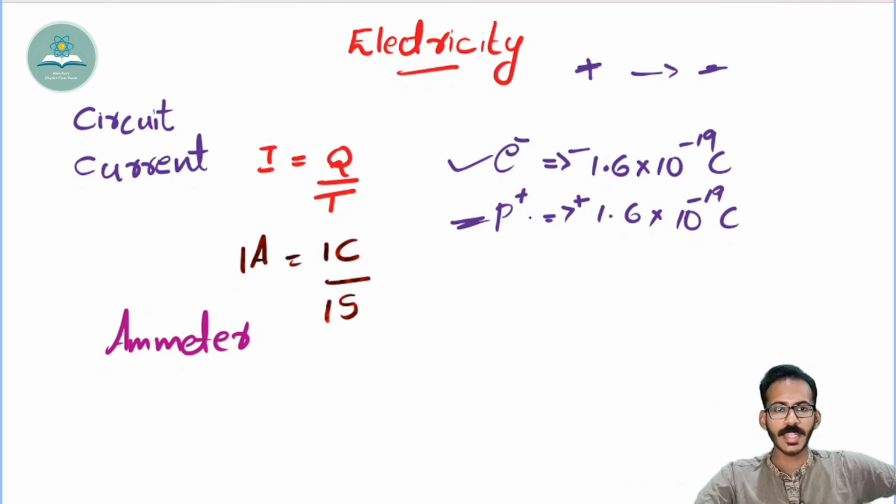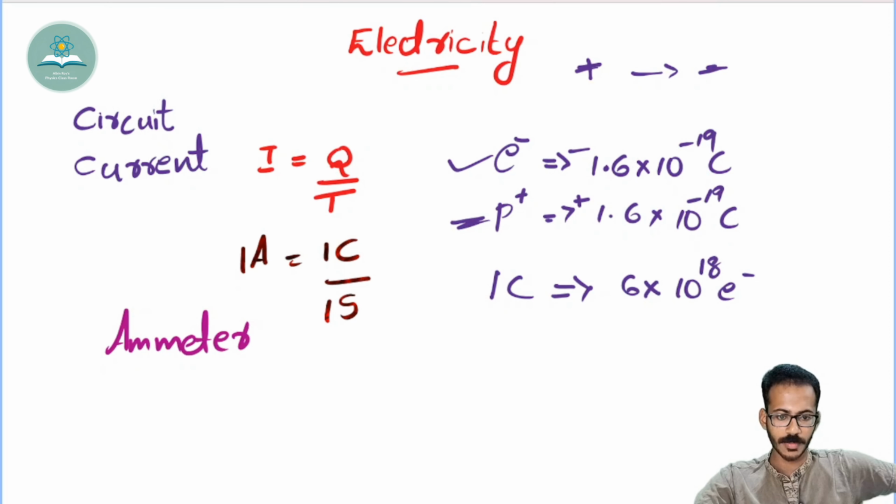We told the SI unit of charge is coulomb. Then here we wrote 1 coulomb. Then what is 1 coulomb? How many electrons are needed to make 1 coulomb charge? In order to make 1 coulomb charge, we want 6 into 10 raised to 18 electrons. So 6 into 10 raised to 18 electrons makes 1 coulomb of charge. We want so many electrons to make 1 coulomb of charge.